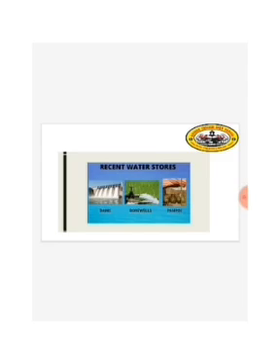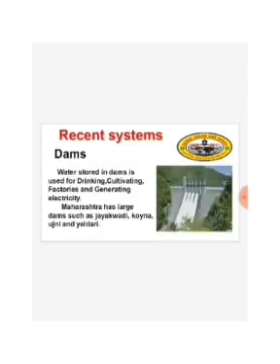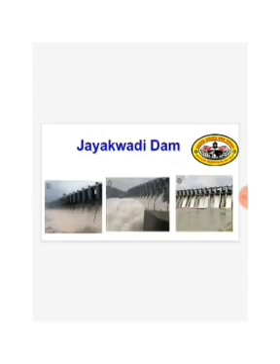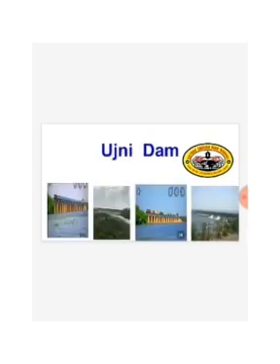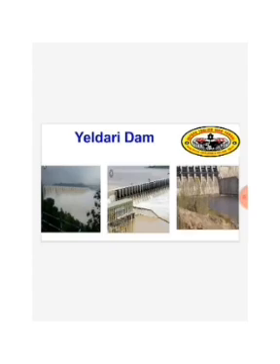First one is dam. Water stored in dams is used for drinking, cultivation, factories and generating electricity. Maharashtra has large dams such as Jayakwadi Dam, Koyna Dam, Ujjani Dam, Yeldari Dam.